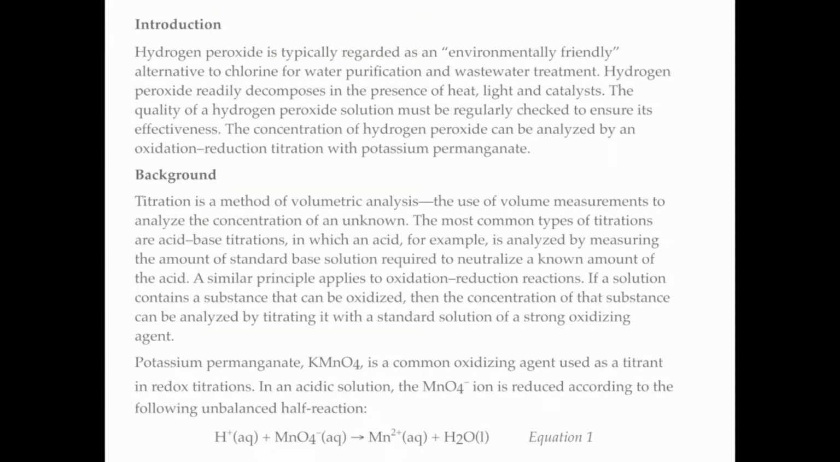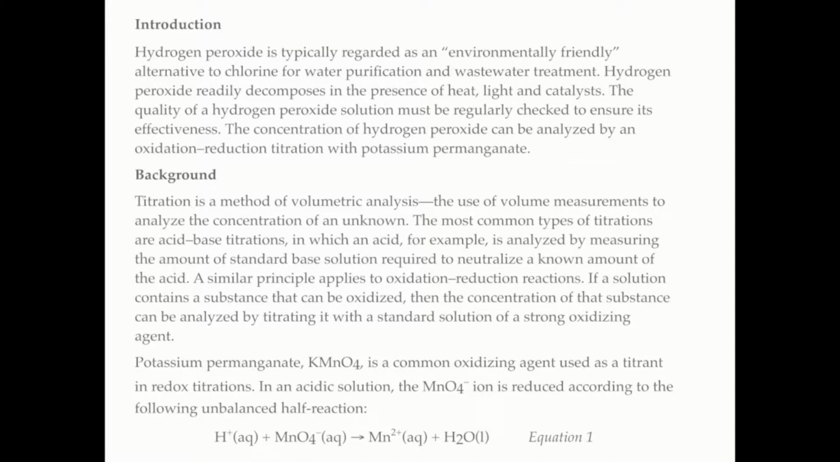So that is the goal of this lab, to determine the concentration of the hydrogen peroxide sample that I'm going to give you. So just as background, titration is a method of volumetric analysis, the use of volume measurements to analyze the concentration of an unknown. The most common types of titrations are acid-base titrations, which we'll be doing a little bit later on in the semester, in which an acid, for example, is analyzed by measuring the amount of standard base solution required to neutralize a known amount of acid.